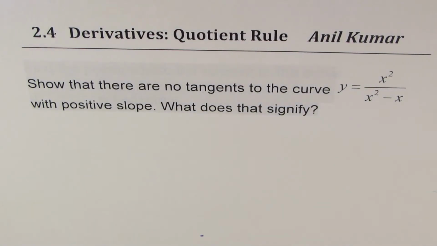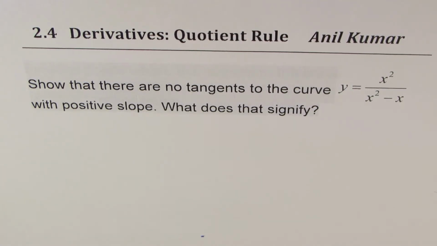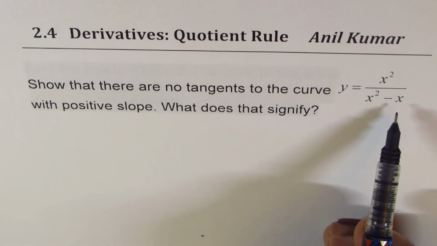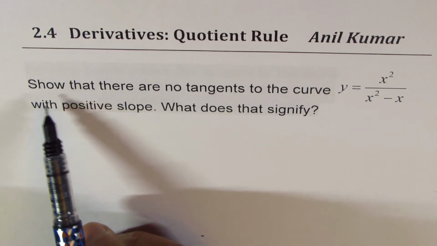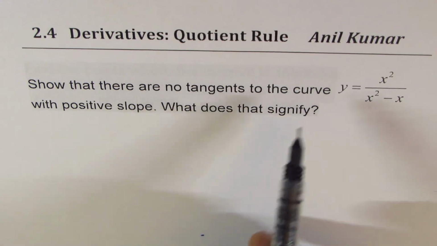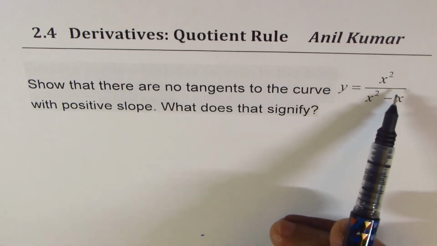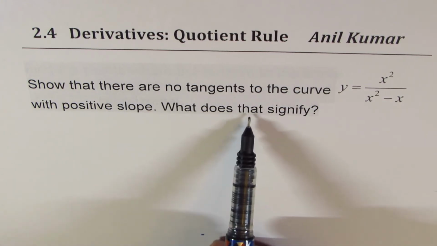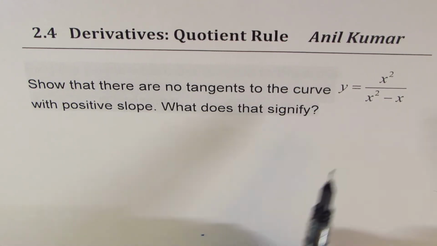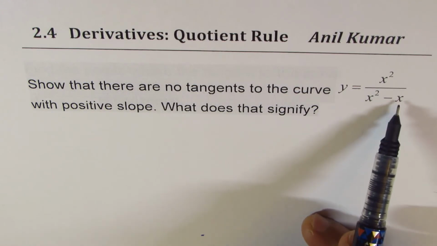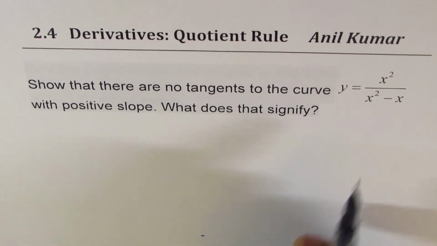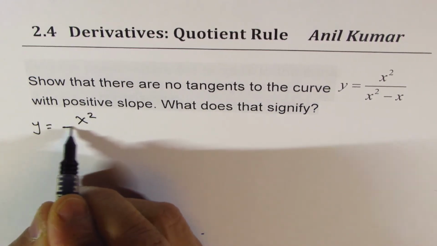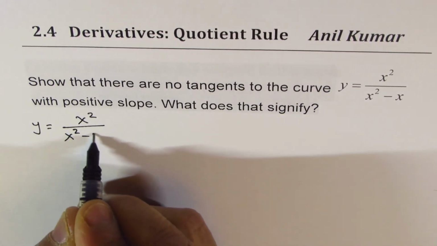Now here is the next question based on quotient rule. There was a typing error in the original question, so I just changed it. The question here is, show that there are no tangents to the curve y equals to x square over x square minus x with positive slope. What does this signify? So there was an error. X square minus x should have been in the denominator. So we have the function y equals to x square over x square minus x.